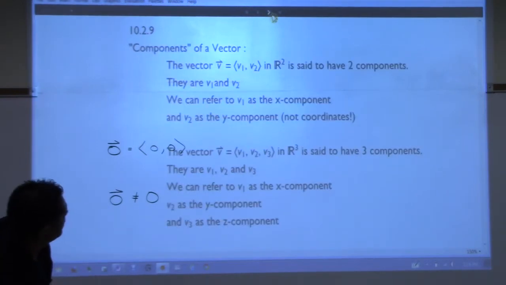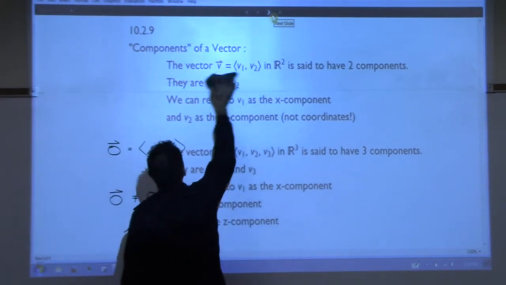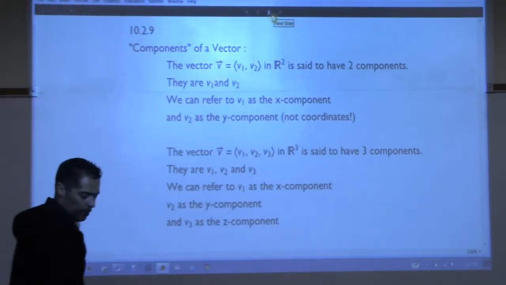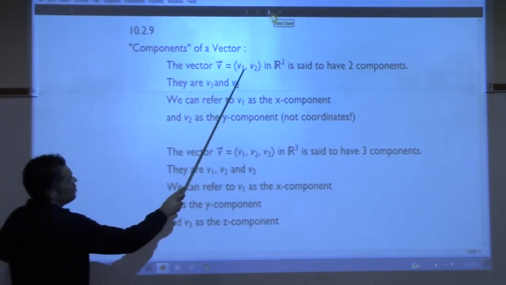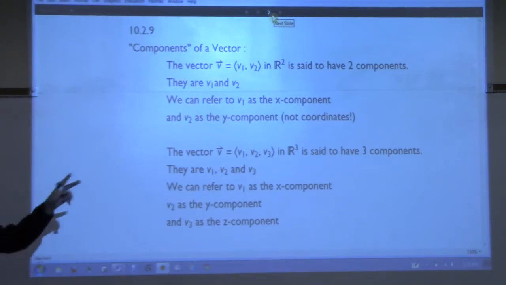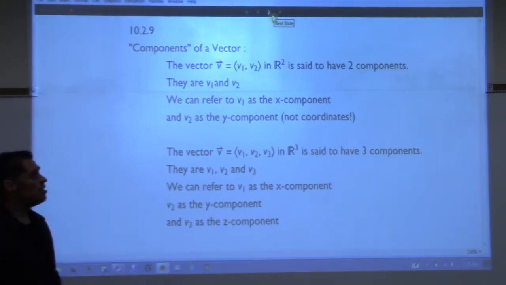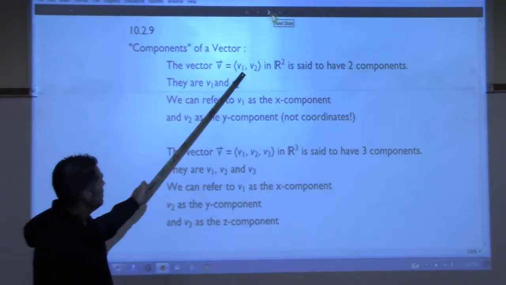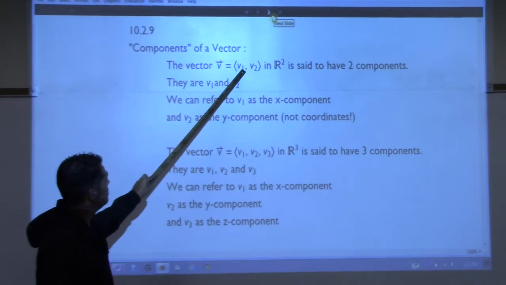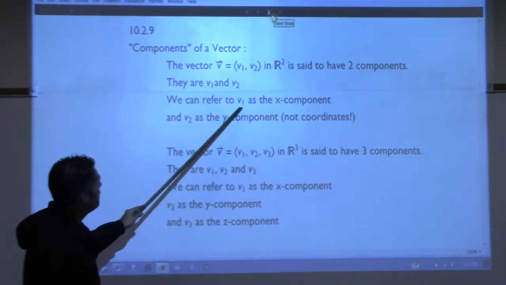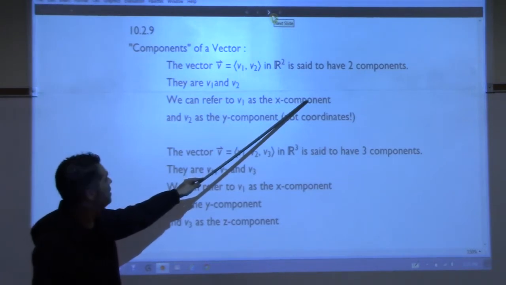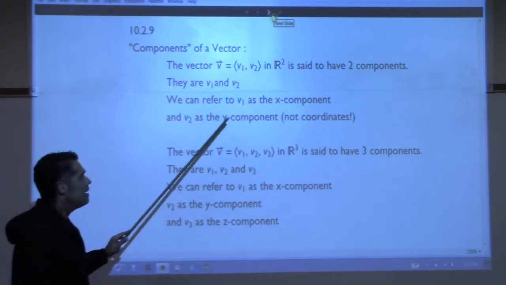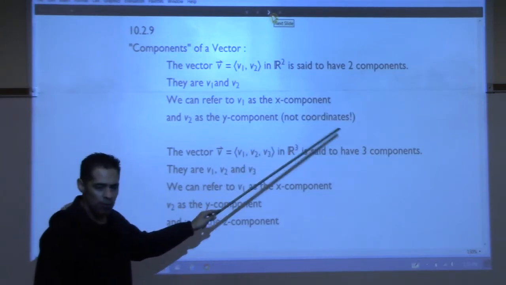Okay, we need to get some more language established here. When you have a vector, there's going to be two numbers in there, right? We just had an example where we had two numbers. Those numbers in there, we have a special name for them when we're talking about vectors. This first number right here, v1, is referred to as the x component of the vector. And the v2 is called the y component, not coordinates.